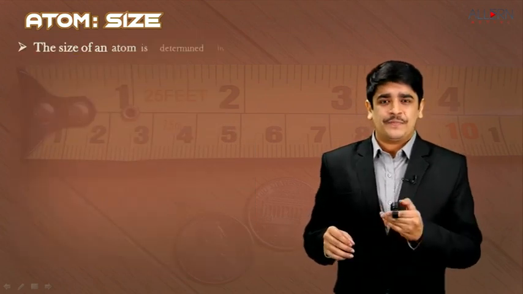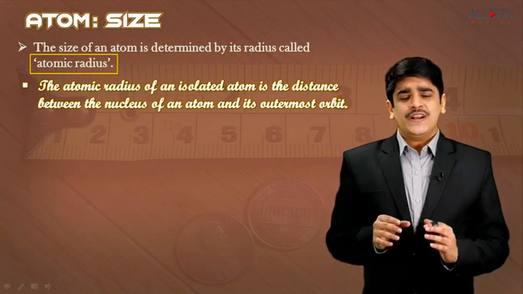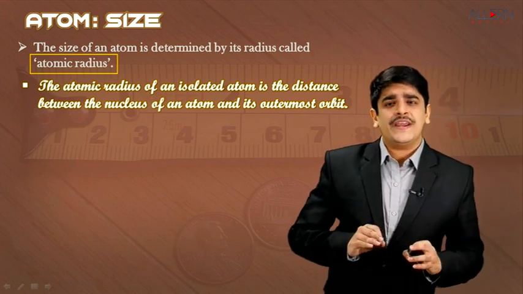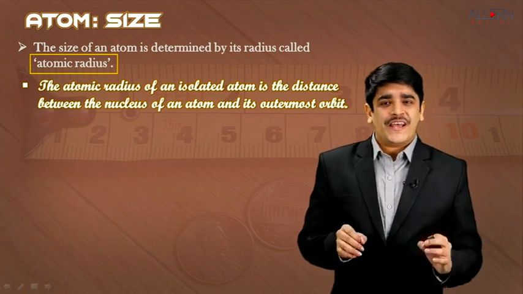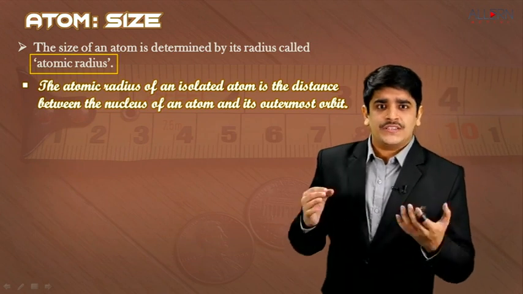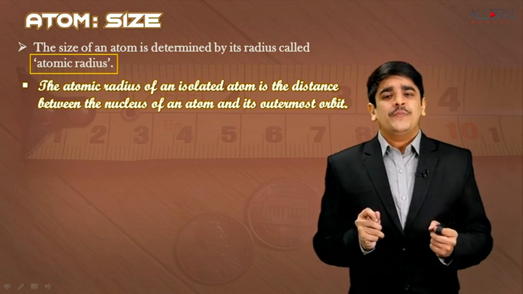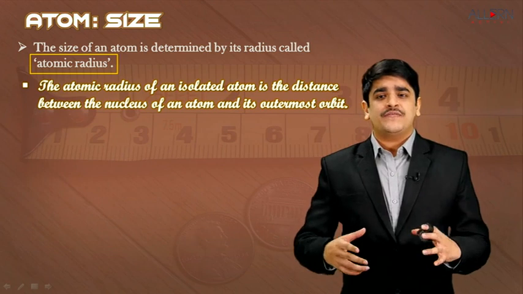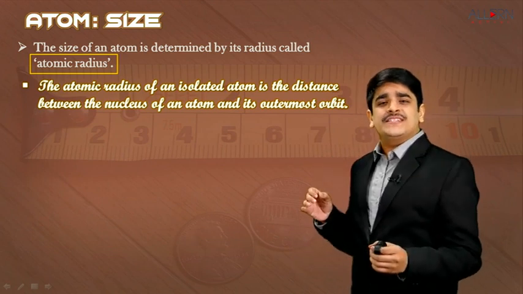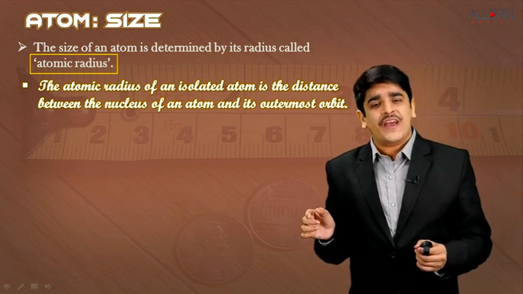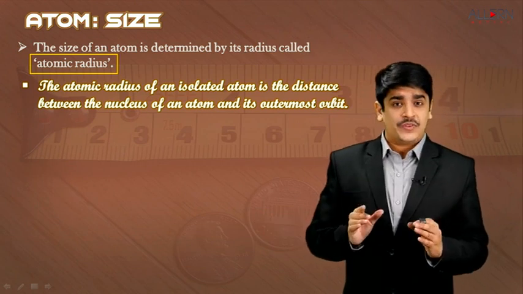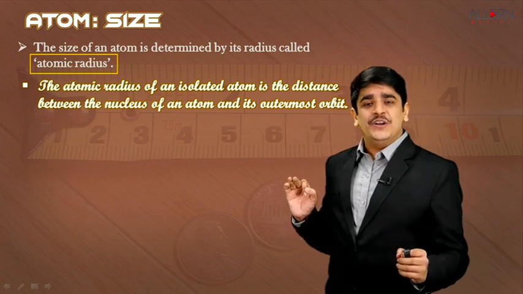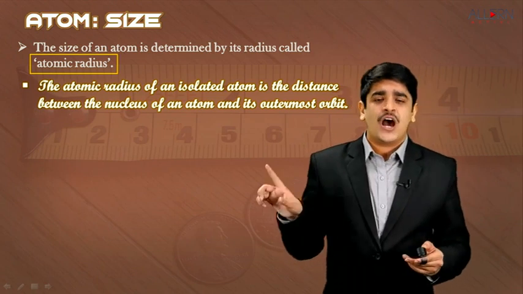As far as atomic size is considered, the size of an atom is determined by its radius, which is called the atomic radius. What is the atomic radius, you'll ask me? The atomic radius of an isolated atom, an atom which is present all by itself, is the distance between the center of the nucleus of the atom and the outermost orbit. I repeat, atomic radius is the distance between the nucleus of the atom and the outermost shell.